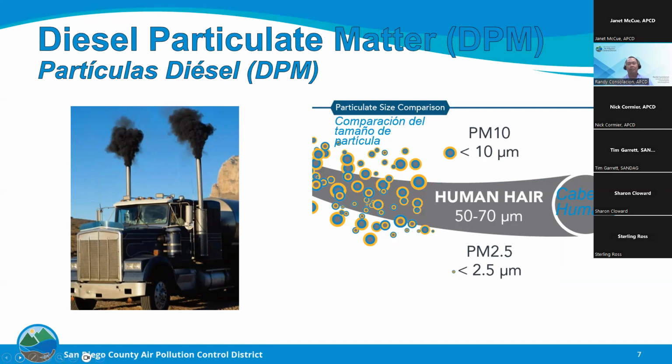Diesel particulate matter, DPM, is the solid material in diesel exhaust. More than 90% of DPM is less than 1 micron in diameter and thus is a subset of PM2.5. 70% of the total known cancer risk related to air toxics in California is due to DPM.